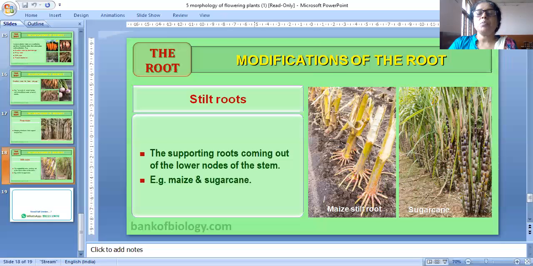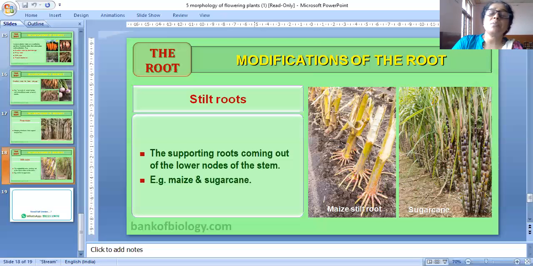In cymose inflorescence, the main axis terminates in a flower. The difference understood: in racemose, the main axis is growing and flowers are arranged on the lateral side. Here, the main axis ends with the formation of a flower, so now it will not grow.